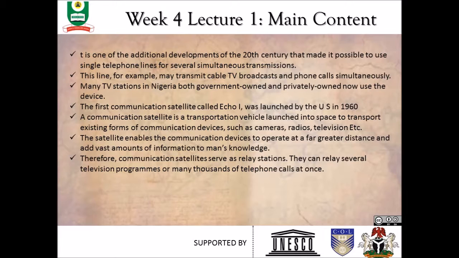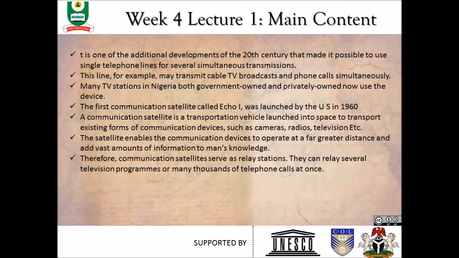The single telephone line can also serve as a picture phone or video conferencing device. Picture phone or video phone is where the caller's pictures are transmitted along with their voices. It was first introduced in 1964. CNN and BBC often use this technology for their broadcast.